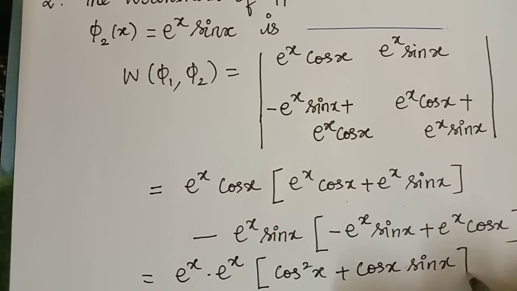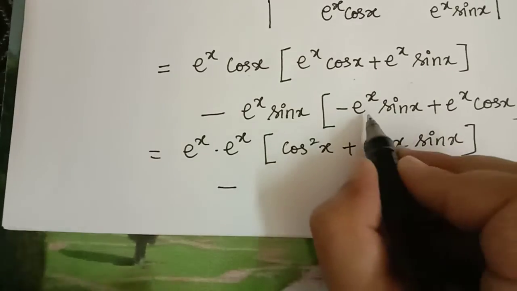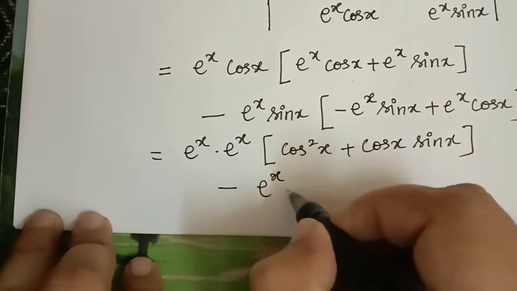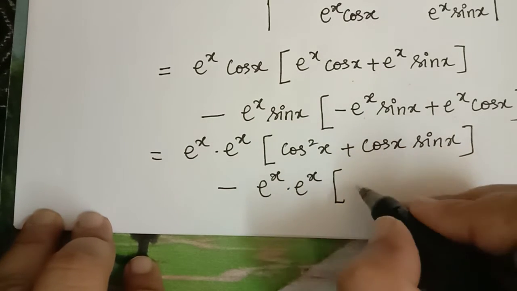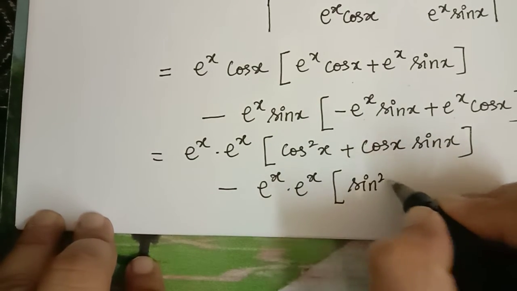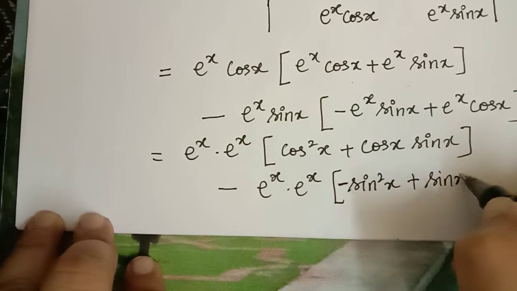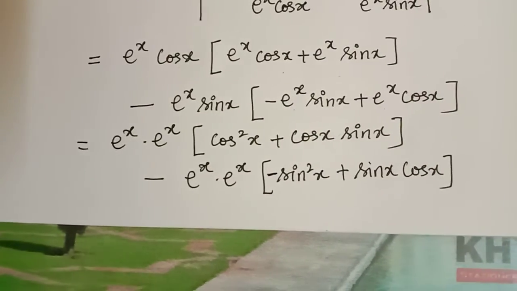So similarly we have minus, again these two e power x come common out, so it becomes e power x multiplied with e power x, and the sin x, when it goes inside, becomes minus sin squared x plus sin x cos x. So we shall simplify this furthermore.